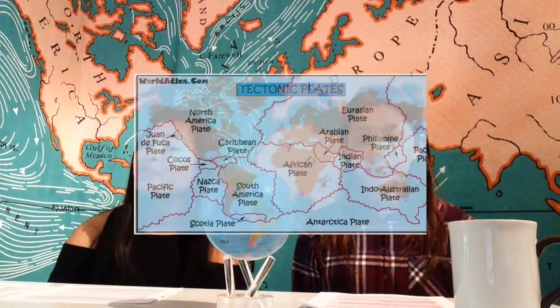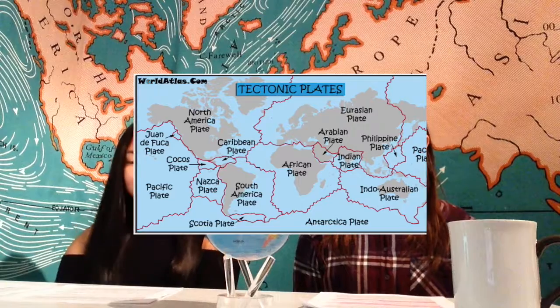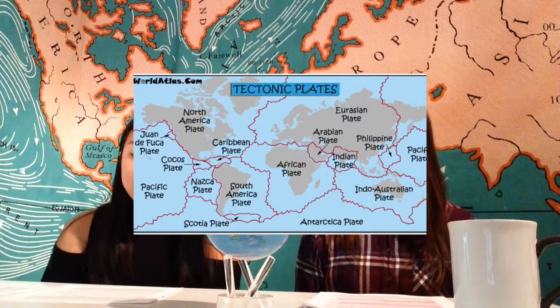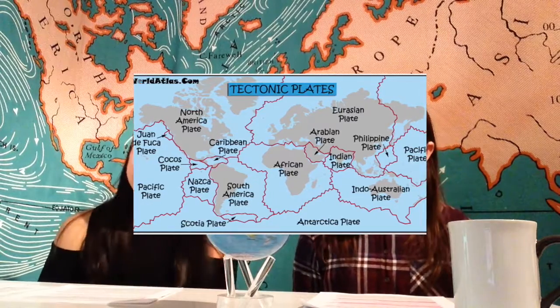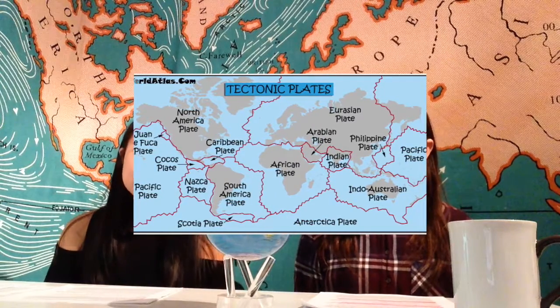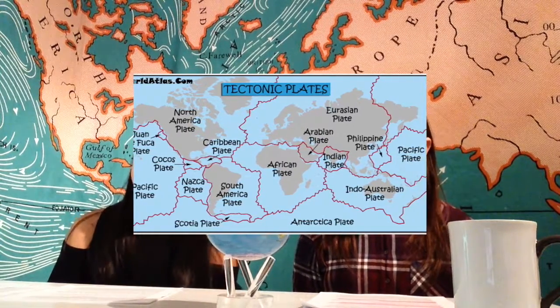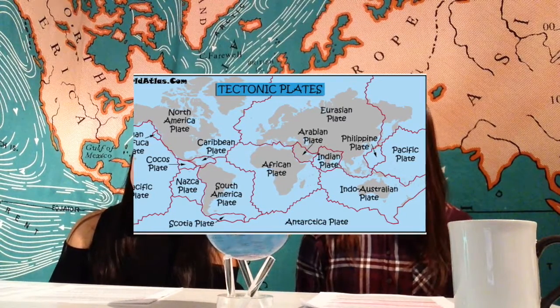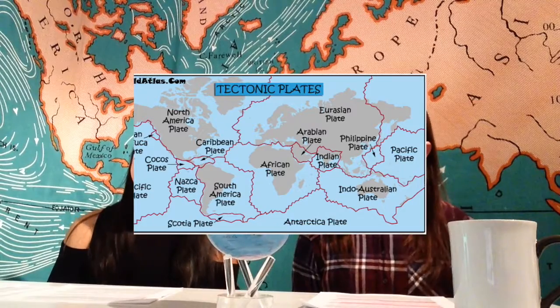Where exactly do plate tectonics occur in the Earth's crust? It occurs in the rigid outermost shell of the planet, the lithosphere. The different names of the several plates throughout the world are the North American plate, the Eurasian plate, the Philippine plate, the Pacific plate, the Arabian plate, the Indian-Australian plate, African plate, South American plate, Scotia plate, Antarctic plate, Nazca plate, Cocos plate, Caribbean plate, and Juan de Fuca plate.